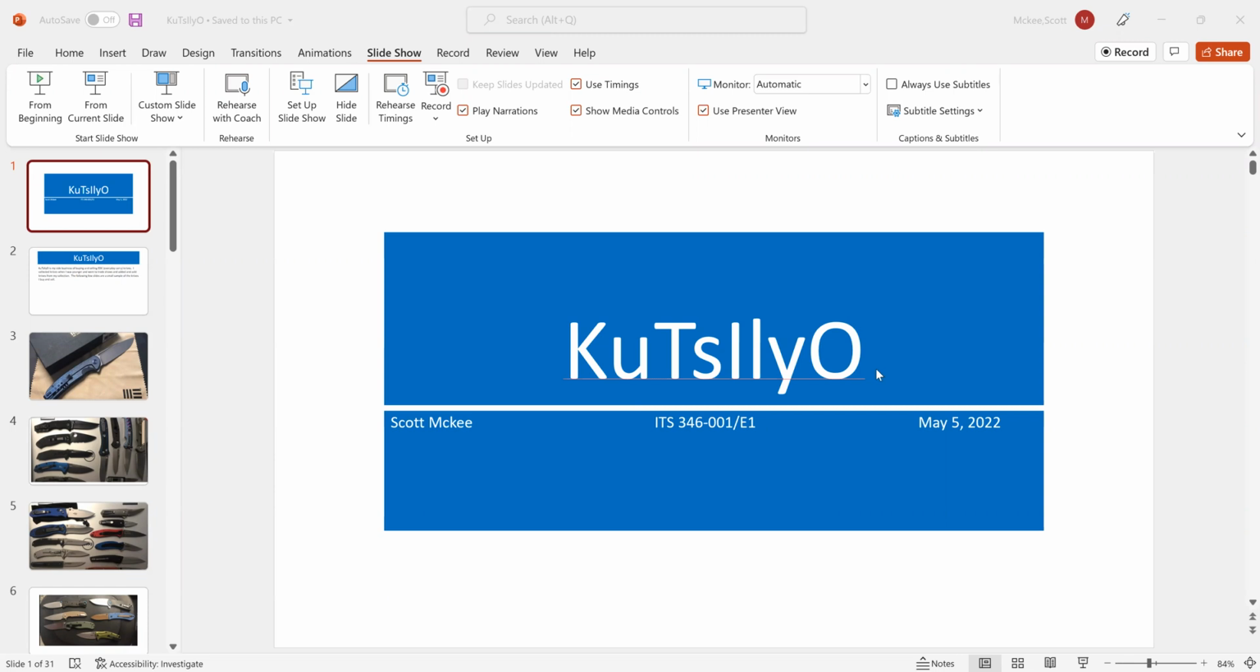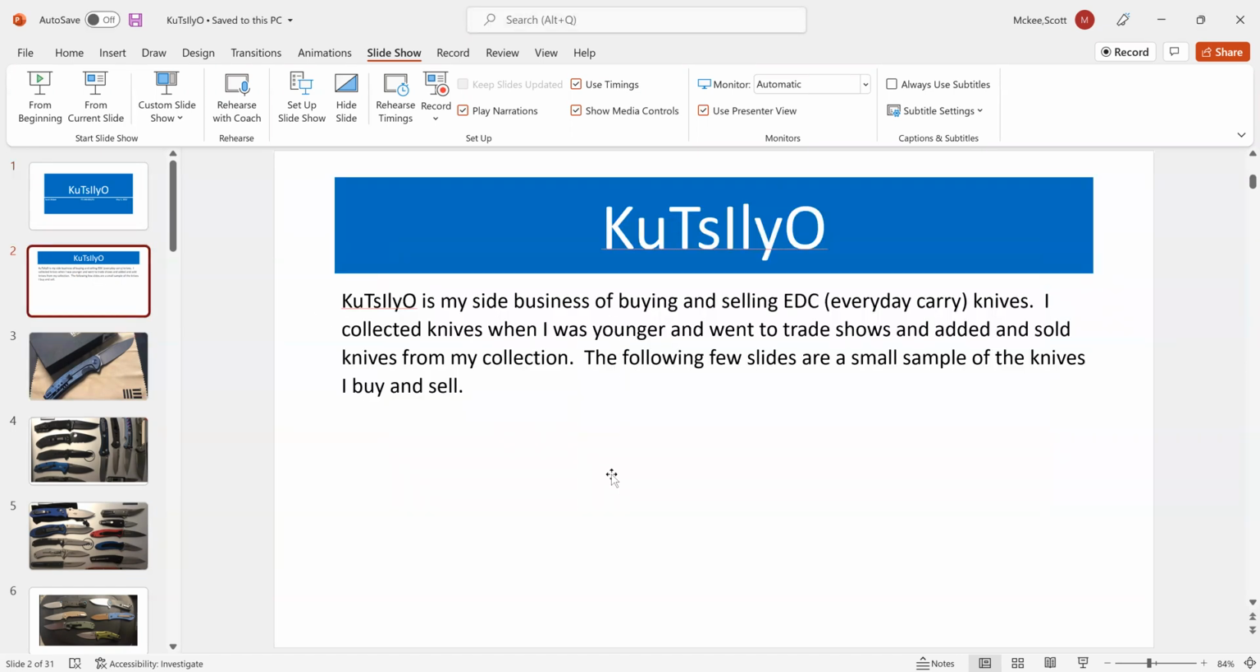My business is called Cuchillo. It's a Tagalog or Filipino word for knife. It's a side business I've had for years of selling what they call EDC, or everyday carry, knives. I collected knives when I was younger and went to trade shows, added and sold knives to my collection, and I've been selling the knives on and off for years.